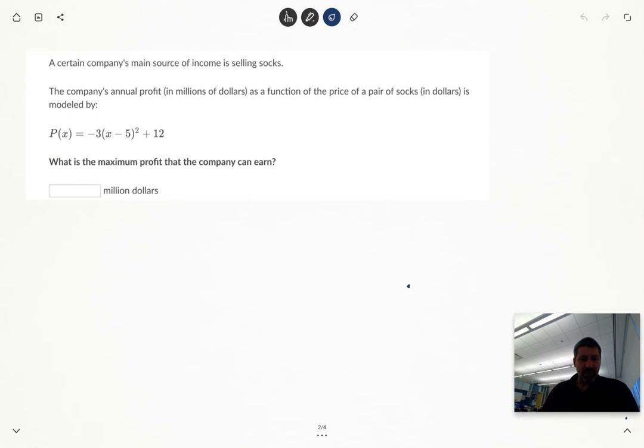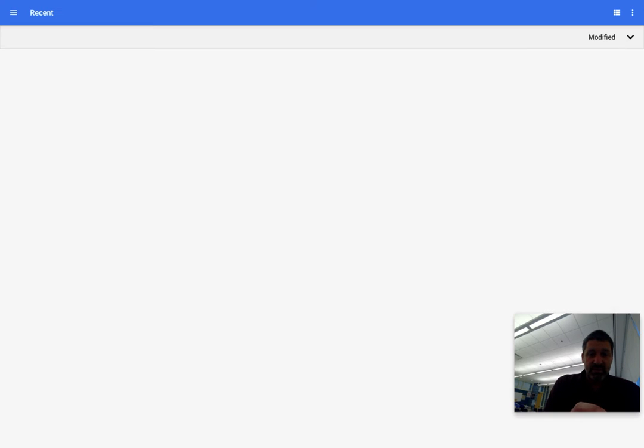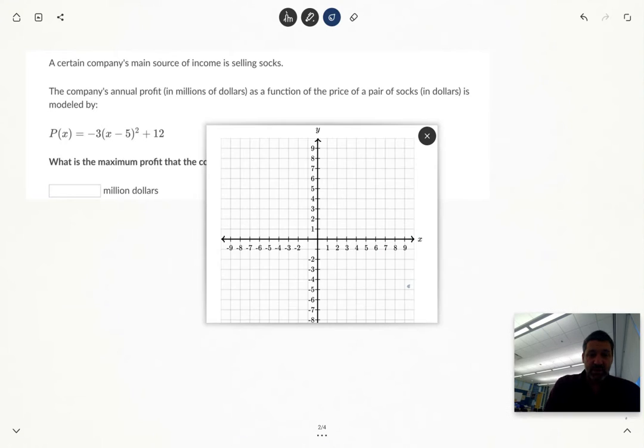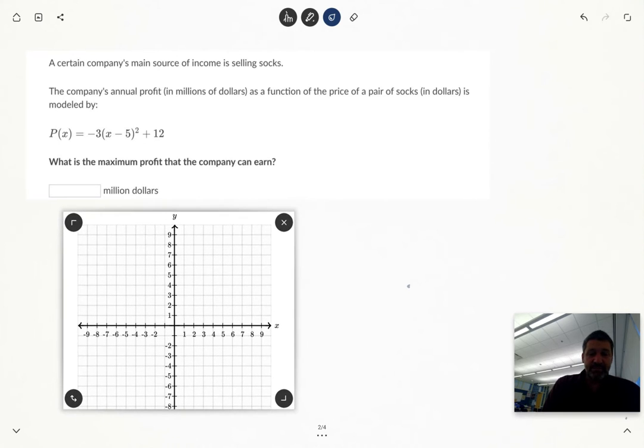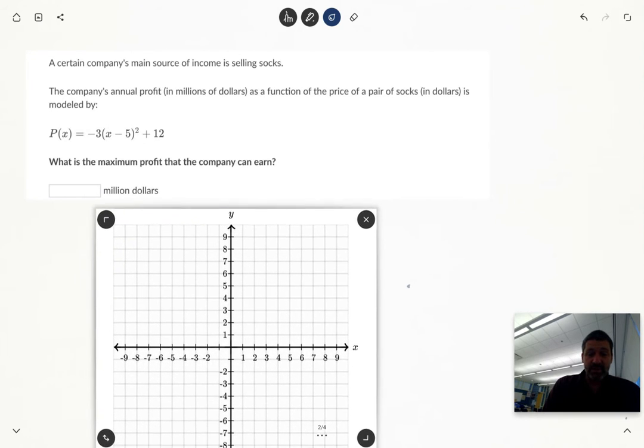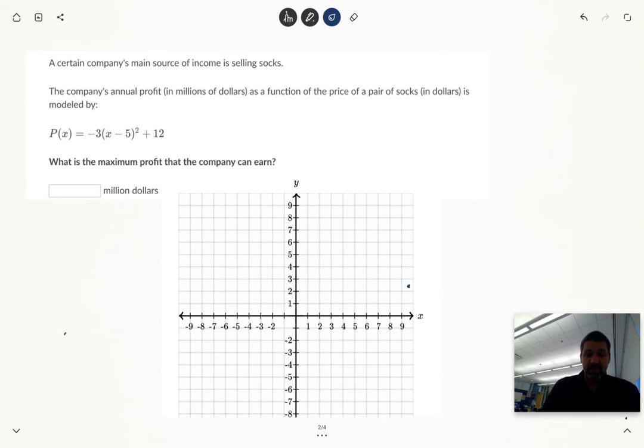Let's look at a word problem here. Oh, let me add a graph to this so we can see what the graph of it looks like. Okay, so with these word problems, it always helps to kind of visualize what the graph would look like. And this graph doesn't look like it's going to fit, but I'll kind of fake it.